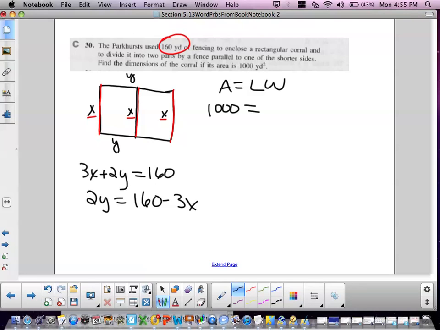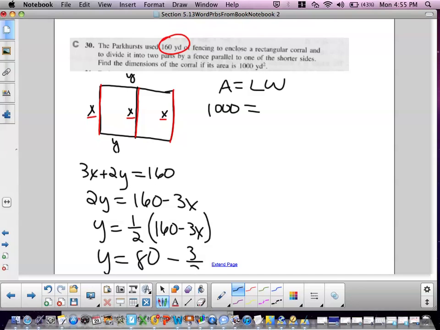subtract 3x from both sides. And now I need to multiply by 1/2. And when I simplify that, I get y equals 80 minus 3/2 x.